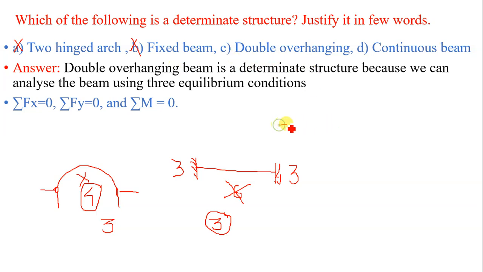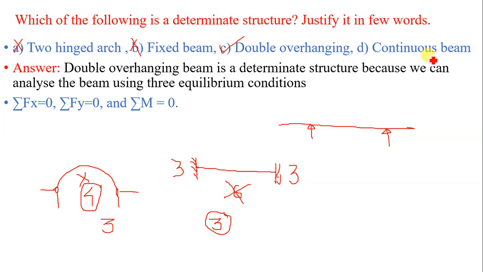Double overhanging beam. For example, let us consider a beam having overhang to the left of support and the overhang to the right of the next support. So this type of beam we can analyze using three conditions of equilibrium alone and hence this is a determinate structure. Here we can calculate the support reactions applying first condition summation Fx is equal to 0, second condition summation Fy is equal to 0 and the third condition summation M is equal to 0. And after finding the support reactions one can easily plot SFD and BMD for such type of overhanging beam. So this is the correct answer, double overhanging beam.